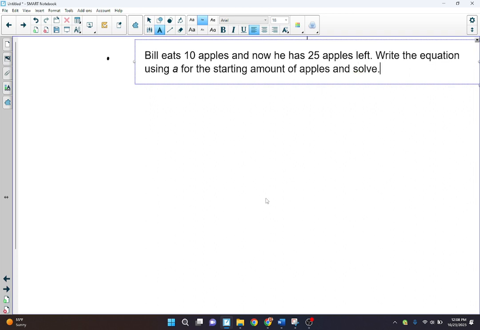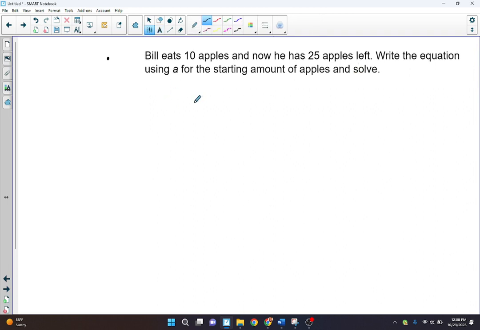So for this situation, you need to write the equation and you need to solve. You will get points for writing the equation and you'll get points for solving. So the equation: Bill ate 10 apples, now he has 25 left. So Bill had some amount of apples. Let's use A for apples. He ate 10 of them, so 10 disappeared. And now what's left over is 25. So this is the equation, okay?